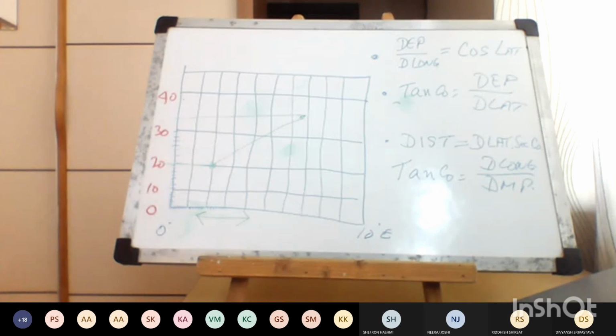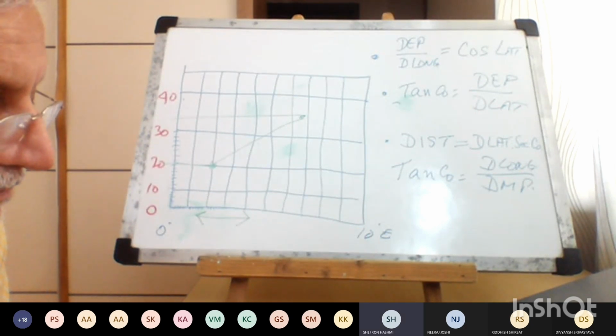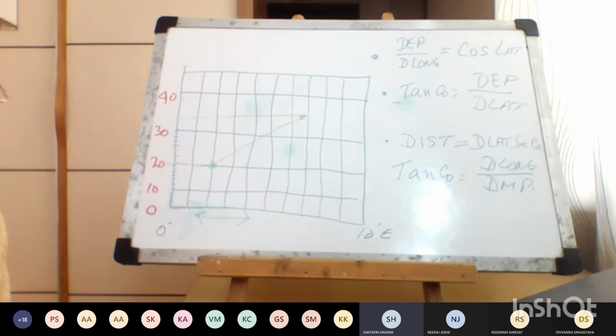So gentlemen, any questions so far in the small introduction that we have had? I'll be closing this introduction now and I will be starting solar system. Sir, we should use latitude scale to measure distance. Yeah, distance is always measured on the latitude scale.